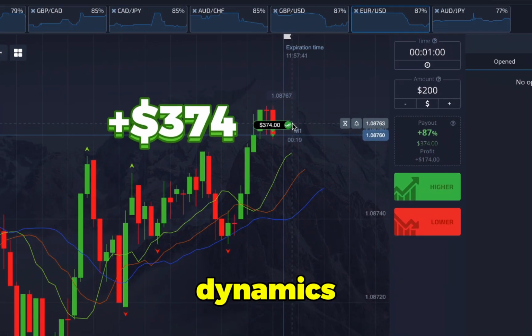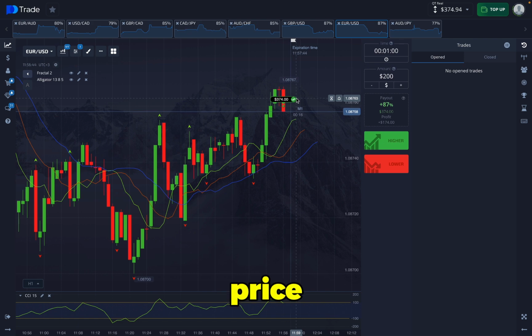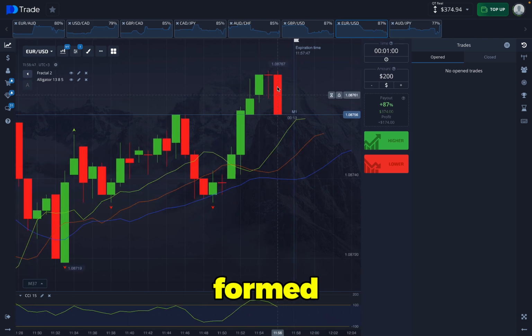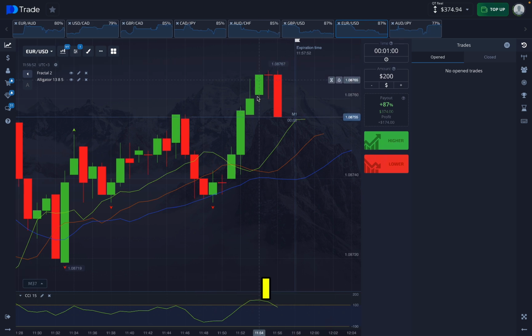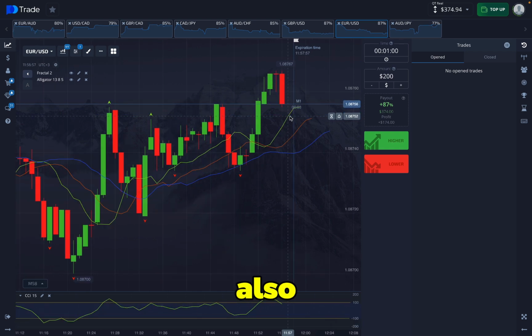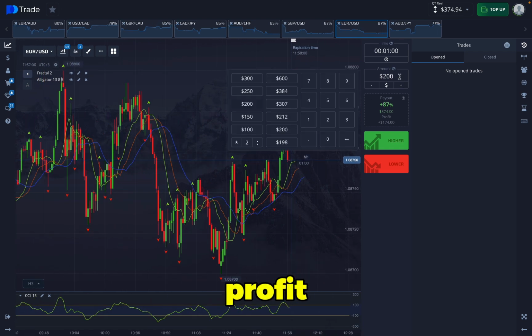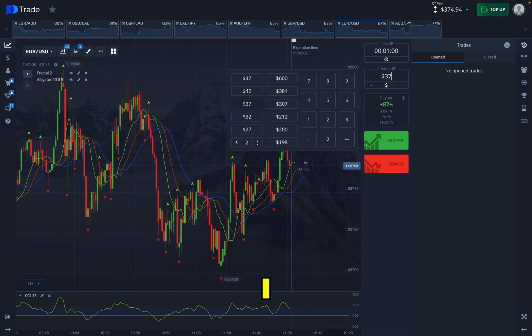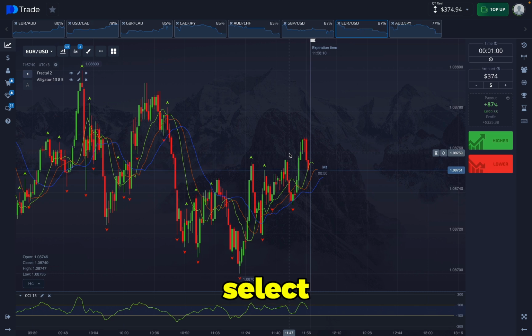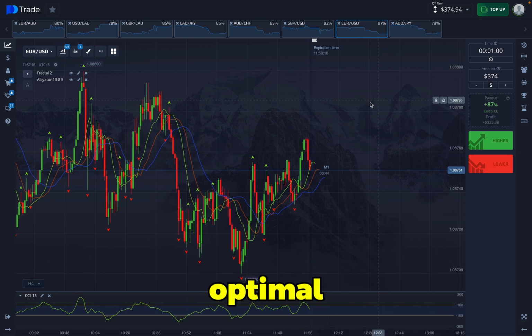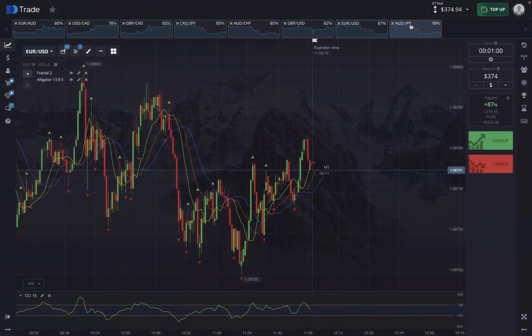Actually, the dynamics rolled back, and at the beginning the price stood still a little, a doji candle formed, but still after that there was an impulse of downward direction, and I closed the deal without any problems at a plus. And also to get back into a good profit, I will put the maximum of my balance for the next deal. I will take a risk again. Let's continue. And I will select the following currency pair for the most optimal entry into the transaction.